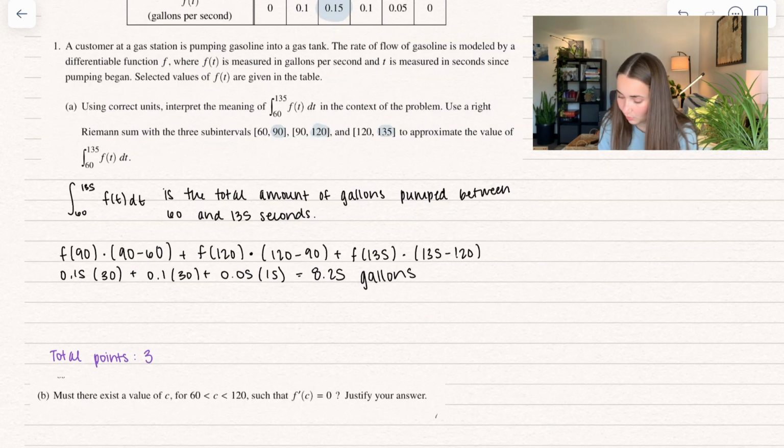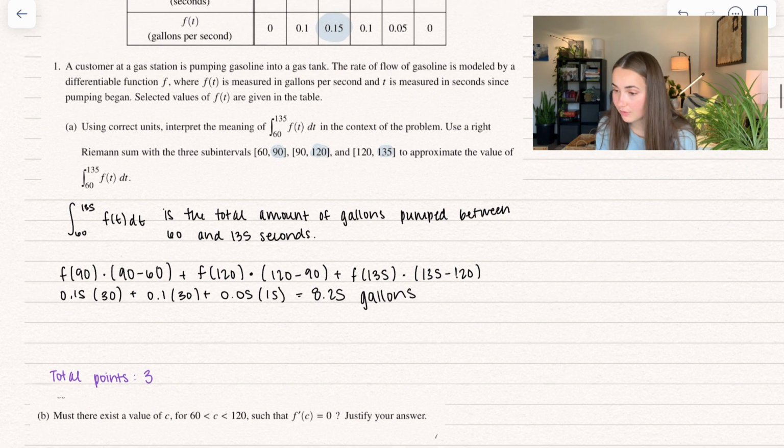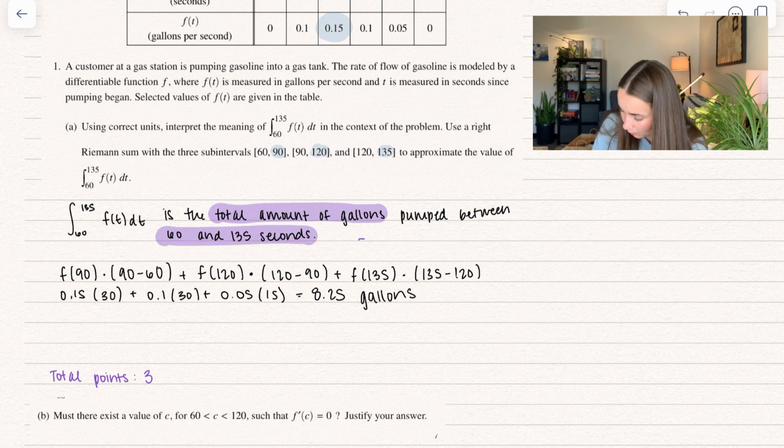And so where are the points being awarded? We can see that this question has a total of 3 points. The first one is going to be in the interpretation. So we have the total amount of gallons pumped between 60 and 135 seconds. That's going to be 1 point, your understanding of what the integral means.